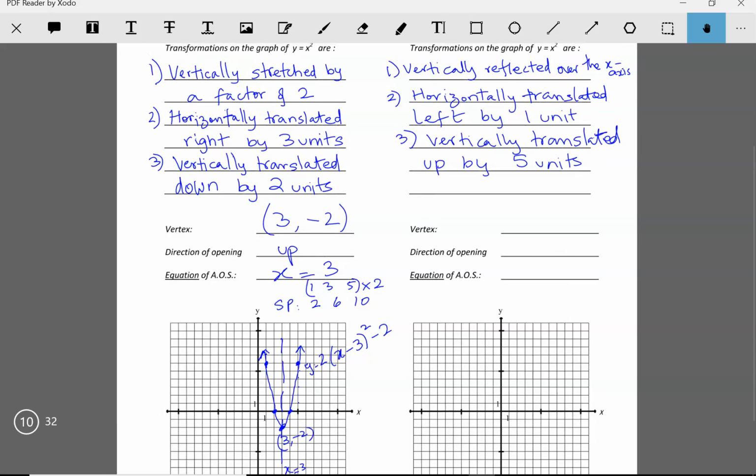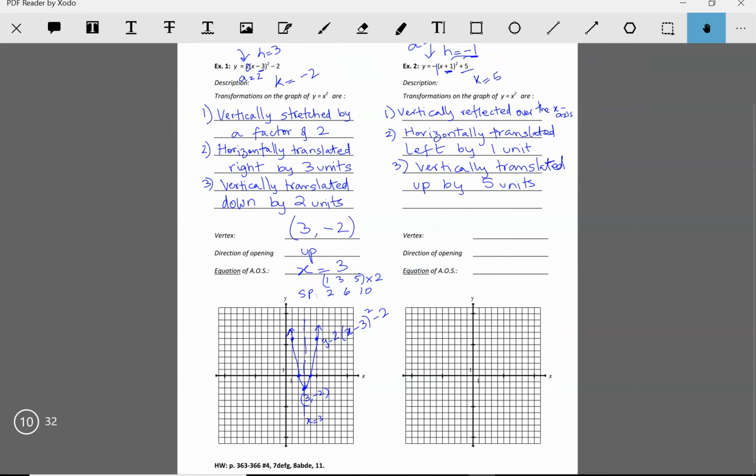Here, of course, we will take a look at our vertex. Our vertex here is -1, 5. Direction of opening is down because our a value is negative. Equation of axis of symmetry is x equals -1.